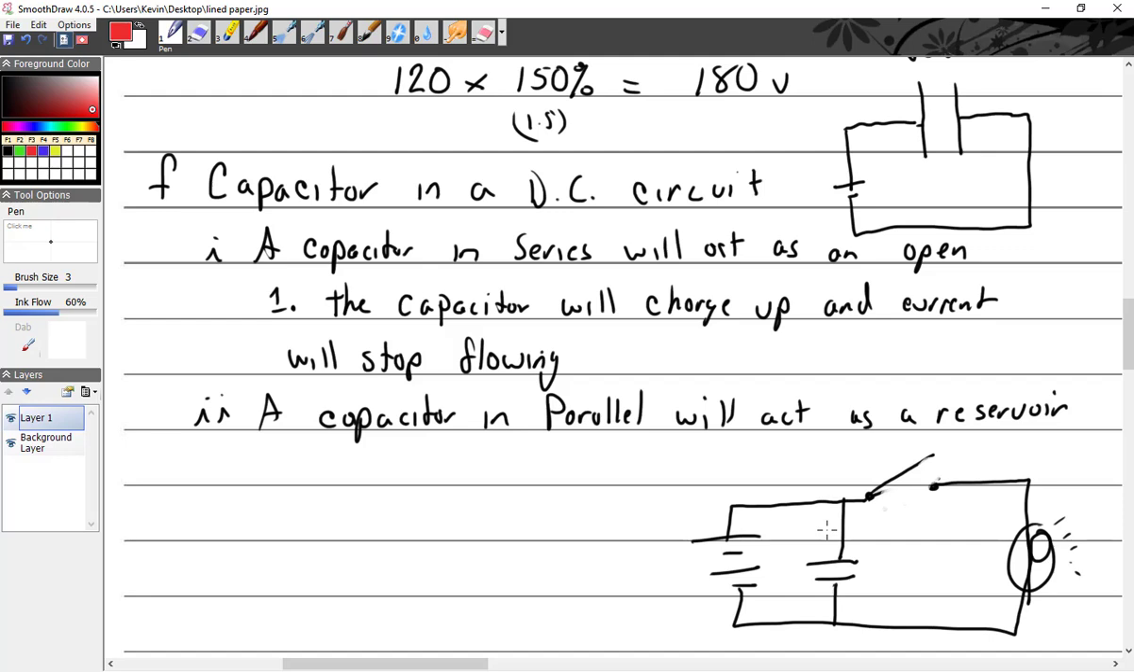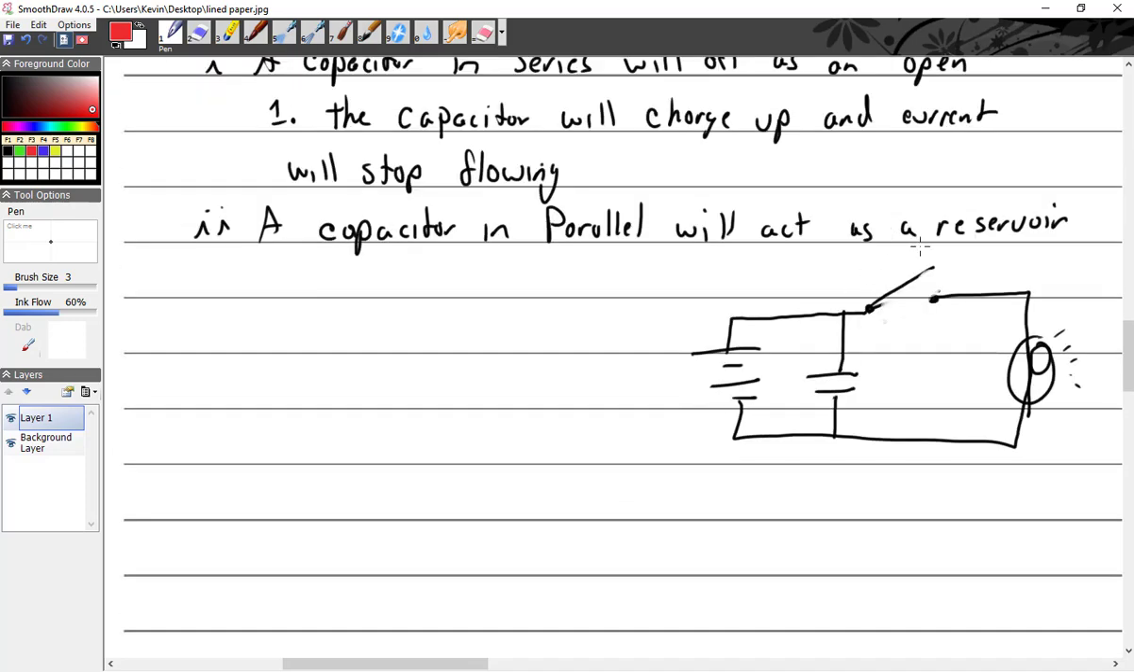So anyway, a capacitor in parallel will act as a reservoir. We'll hit that again when we talk about magnetos, because that's where a magneto is going to use one in parallel. It can be used as a reservoir. Capacitors can be used to smooth out choppy DC.